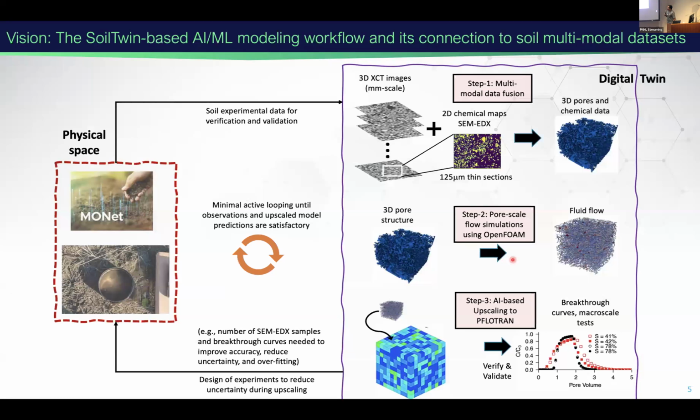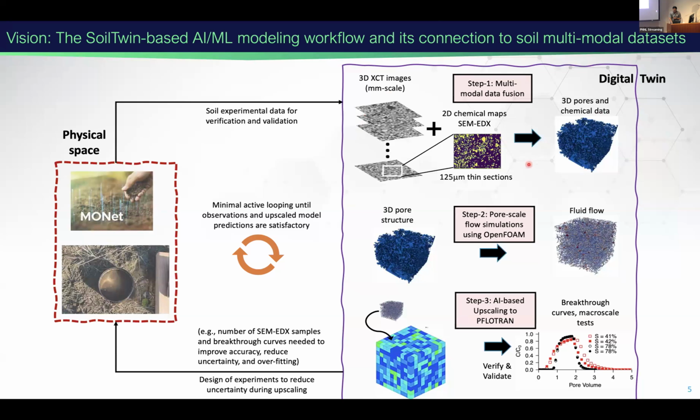Okay, so why do we need to construct a digital twin, and where does it play a major role? So through the MONet initiative, as you know, we are collecting various soil cores within the US. And from the soil cores, we get the experimental data, that is the XCT, SEM-EDX, or other types of hydraulic experiments. And from that, you generate a lot of chemical imaging data, which you use to fuse to construct a comprehensive pore structure and chemical imaging.